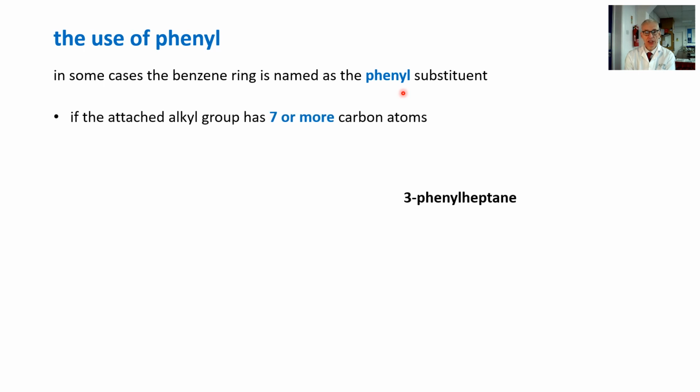The first instance would be if the attached alkyl group, the group attached to the benzene ring, has 7 or more carbon atoms. So here's an example, 3-phenylheptane. Pause the lesson and draw the structure of 3-phenylheptane. Come back to look at my model.